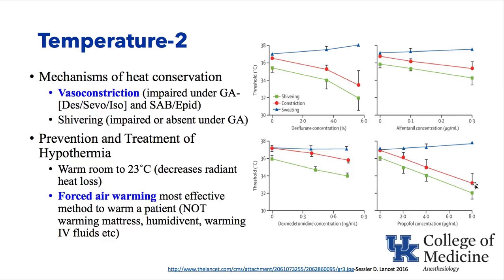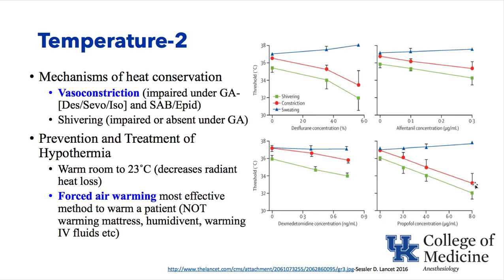And you can see that fentanyl, not so much, dexmedetomidine, some, and propofol quite a bit. So our anesthetics impair vasoconstriction. And shivering, if you have a patient anesthetized and paralyzed, obviously they're not going to shiver, and so they would lose that mechanism of heat conservation.